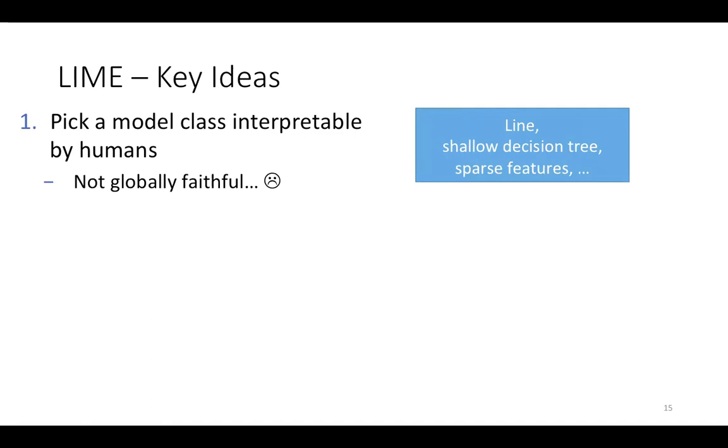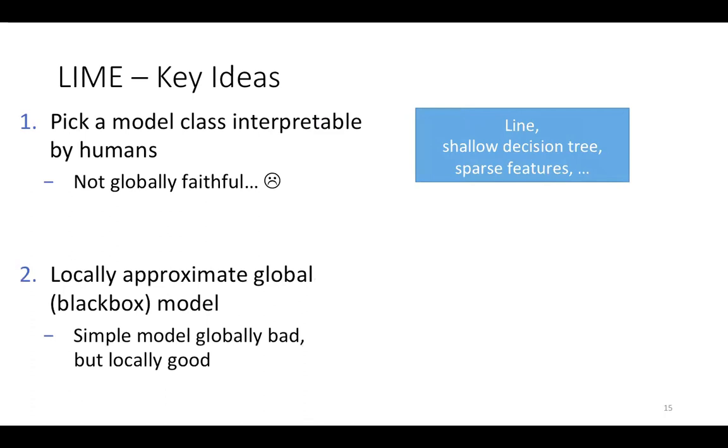However, this is not globally faithful. Then what do you do? You try to design a locally approximate global black box model. A simple globally bad but locally good model. Yes, this is for any input, both image and text. We will see soon how LIME can work on both text and image. Not in today's class, but in the next class, we will see how the algorithm that we develop works both on text and image.